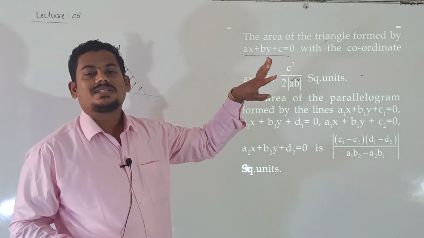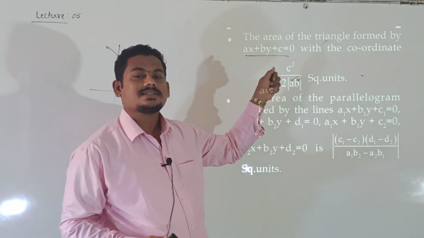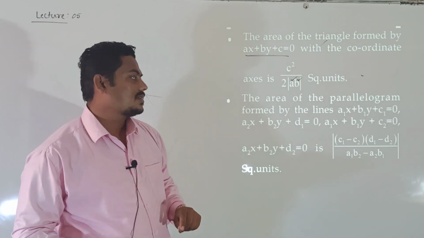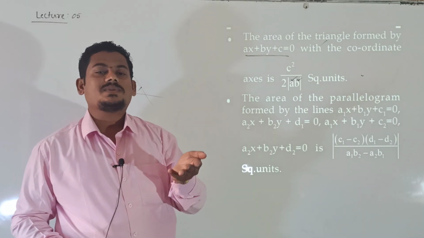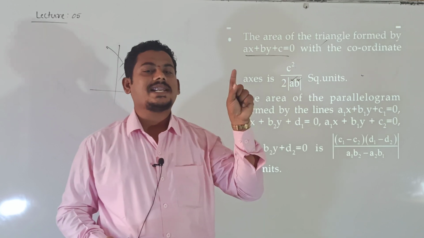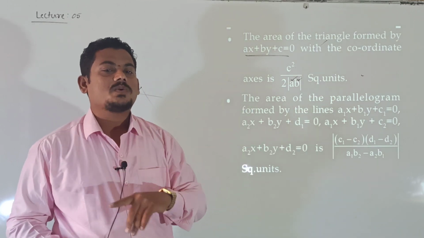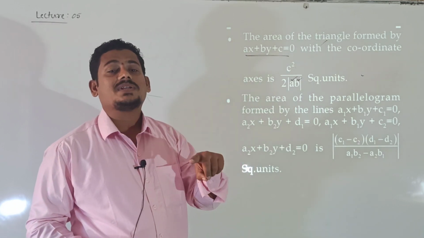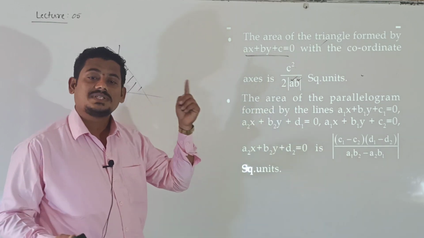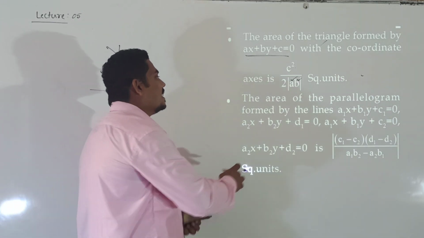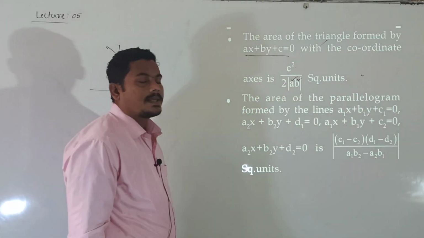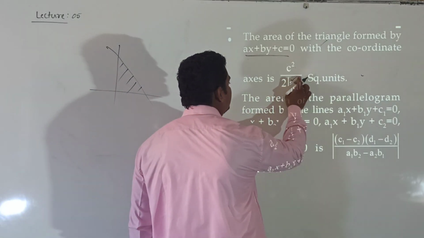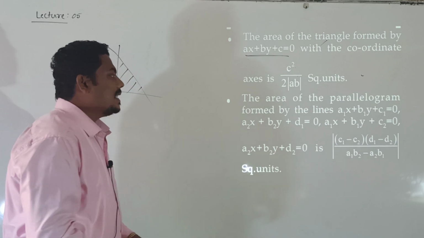Suppose the general equation of the straight line is given, then the area is 1 by 2 times c square divided by modulus of AB. Suppose the equation of the line is given in intercept form, then the area is 1 by 2 times modulus of a into b. In this case, the general equation of the straight line is given, so the area of the triangle formed by the line with the coordinate axes is c square divided by 2 times modulus of AB. Here a is the coefficient of x and b is the coefficient of y.